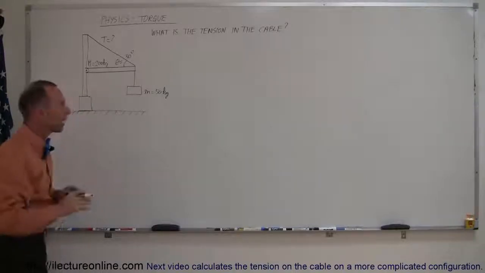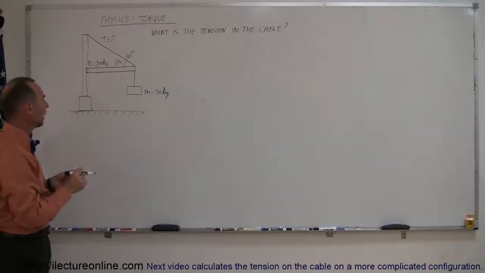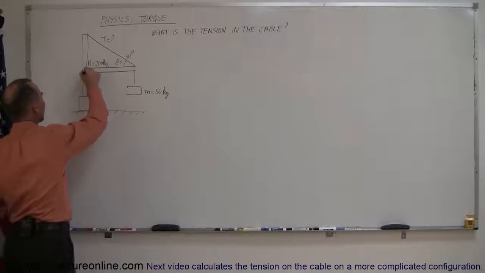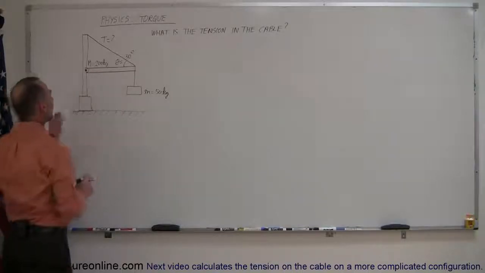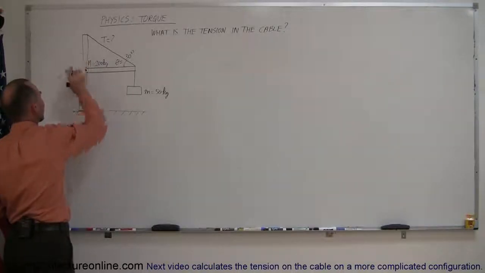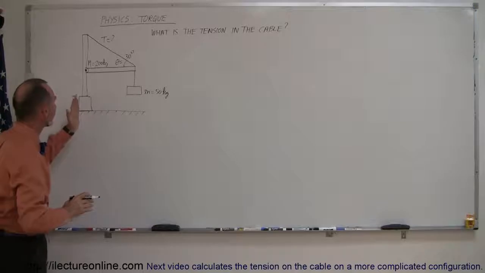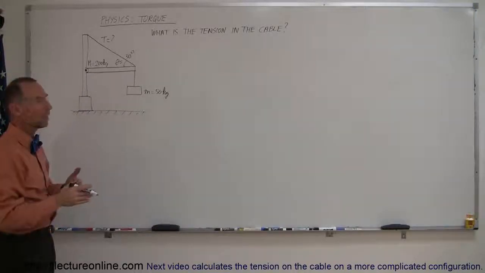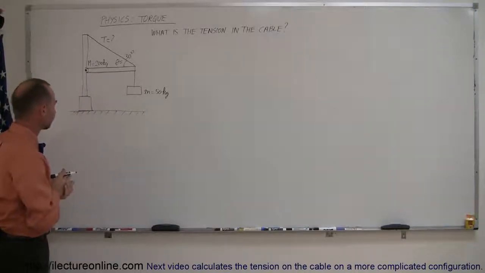In order to do that, we have to pick a pivot point, and I'm going to pick my pivot point right over there. The reason why I pick it there is because I have no idea what the forces are on the beam on this part of the problem, so that by putting a pivot point right there, it eliminates any forces going through the pivot point as being non-material to the problem.